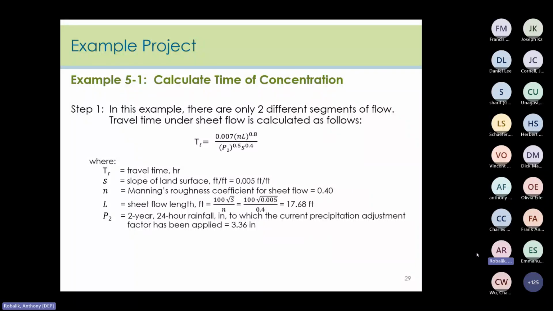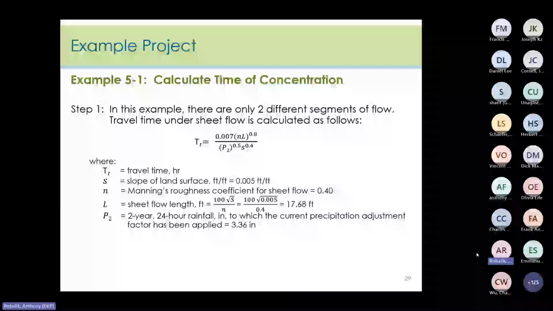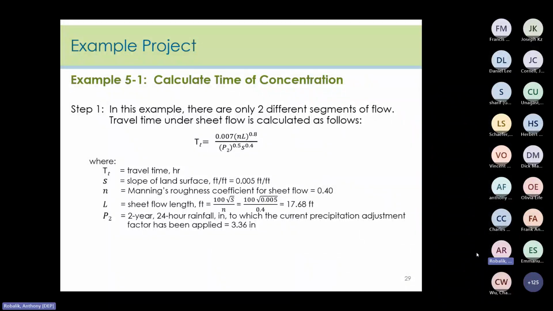A slope of 0.5% is equal to 0.005 feet per foot. For woods, Manning's roughness coefficient for sheet flow in NJ is going to be 0.4. The sheet flow length is calculated using the formula for the McEwen-Speece limitation criterion, and that comes out to 17.68 feet. Since this example asks us to use the current rainfall data, as we previously saw, applying the 2-year design storm current precipitation adjustment factor to the 2-year 24-hour rainfall depth in NOAA results in a P2 of 3.36 inches.